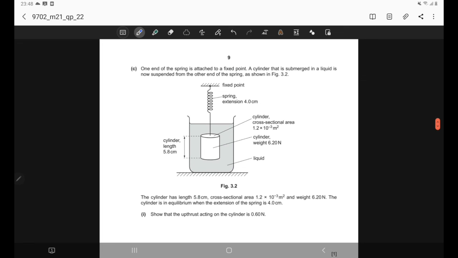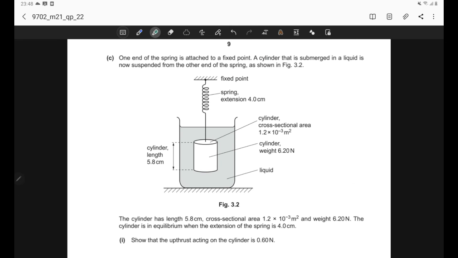Part C. One end of the spring is attached to a fixed point. A cylinder that is submerged in a liquid is now suspended from the other end of the spring, as shown in figure 3.2. The cylinder has length 5.8 centimeter and cross-sectional area 1.2 into 10 to the power minus 3 meter square, and weight is 6.20 Newton. The cylinder is in equilibrium when the extension of the spring is 4 centimeter. So the upthrust, that is an upward force acting on the cylinder, we need to show its value 0.60 Newton.